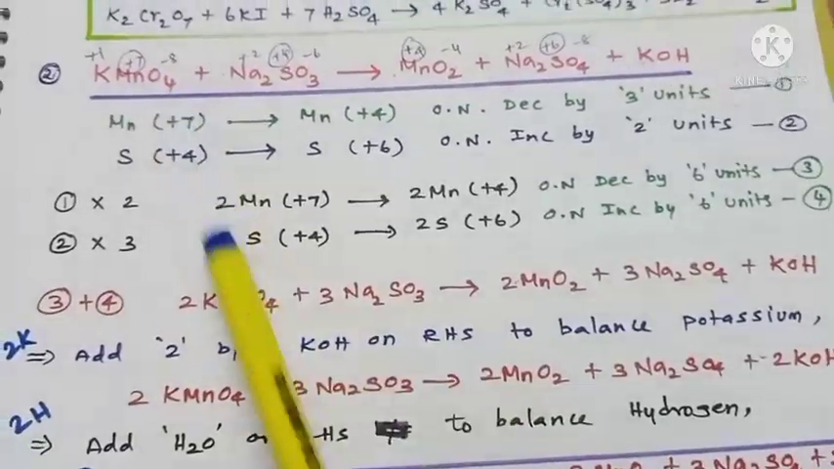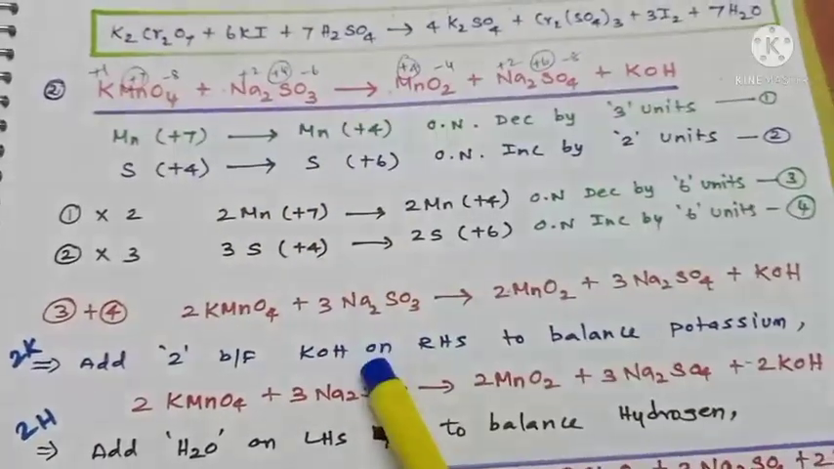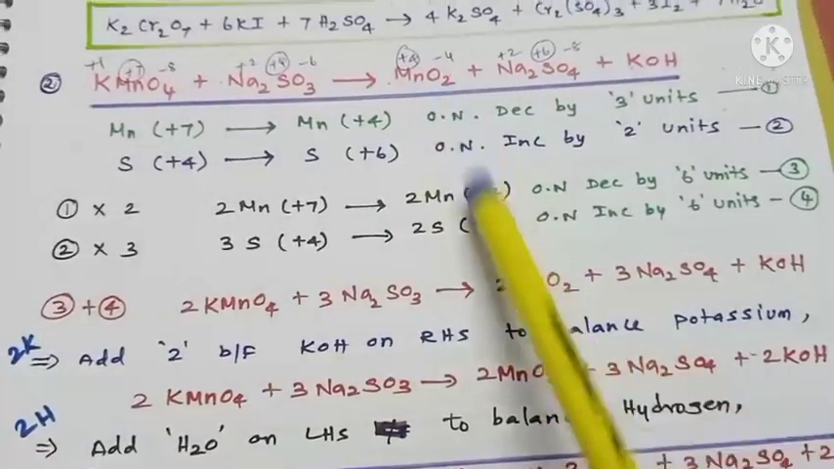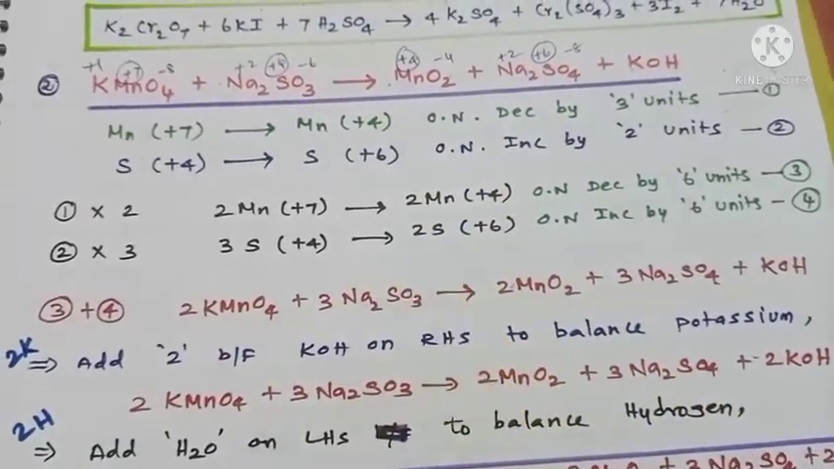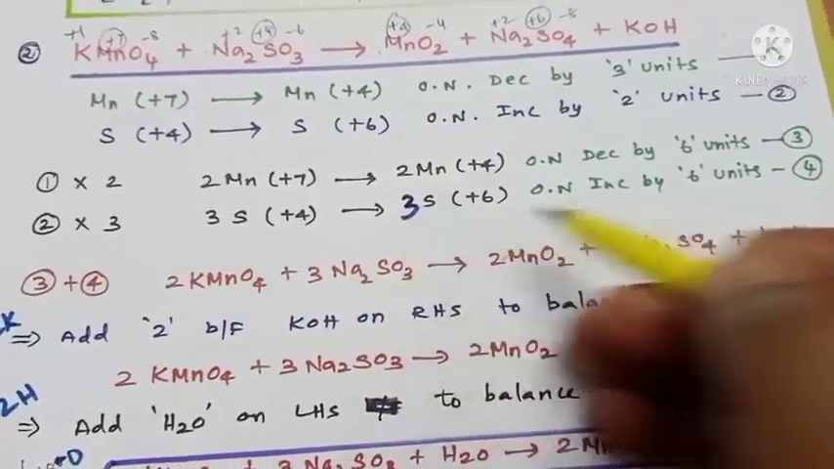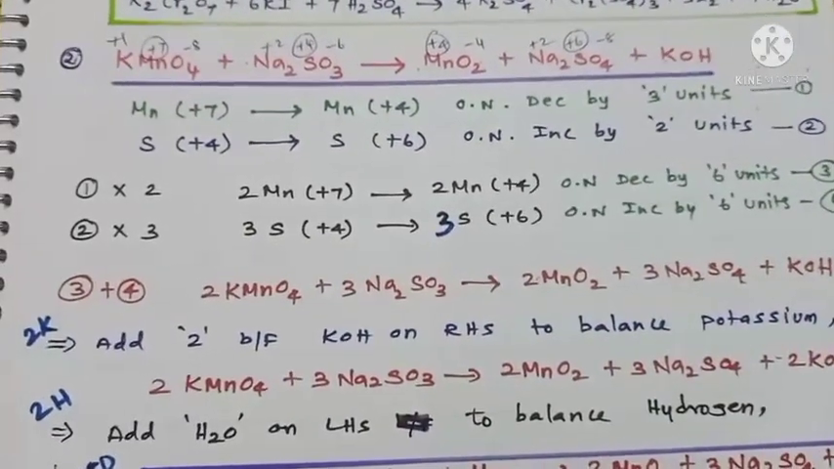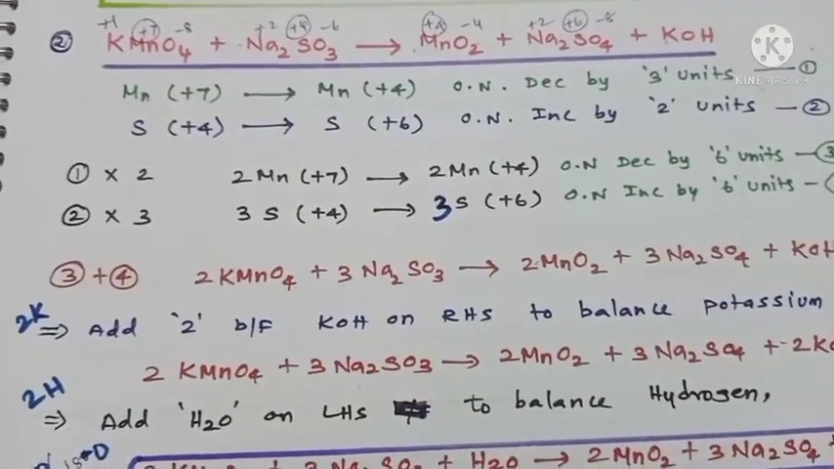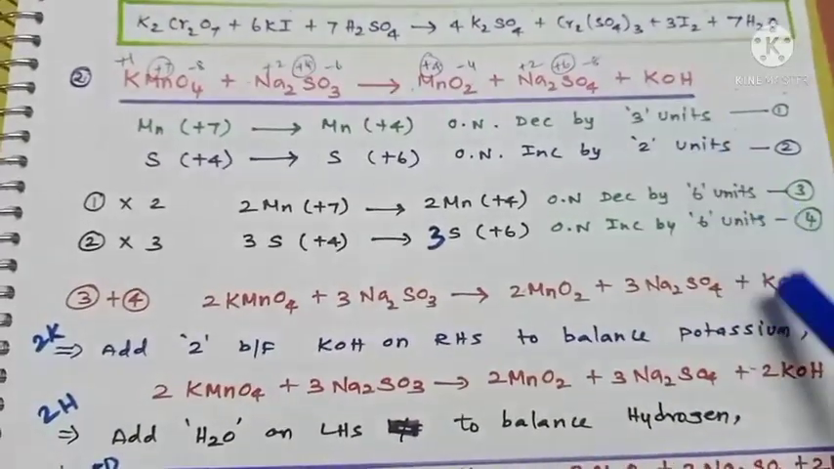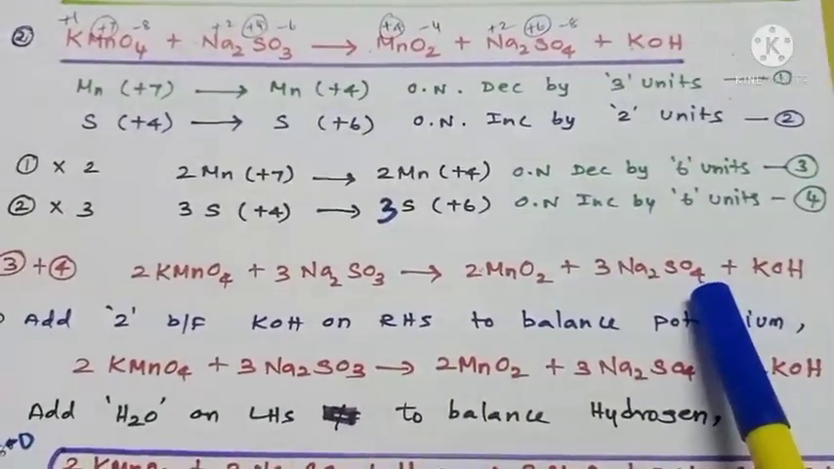Okay, comparing with the original equation: 2Mn, so 2KMnO4, 3S, so 3Na2SO3 gives, first equation right side 2Mn, originally MnO2, so 2MnO2 plus 3 sulfur. Actually this is supposed to be 3, not 2, because equation 2 is multiplied by 3, isn't it? Okay, but now 3 sulfur on right hand side, isn't it? So in the original equation we have Na2SO4, so it can be written as 3Na2SO4 plus the extra compound KOH. I bring it down. Okay, but in this equation oxidation number increase and oxidation number decrease are equal, isn't it?